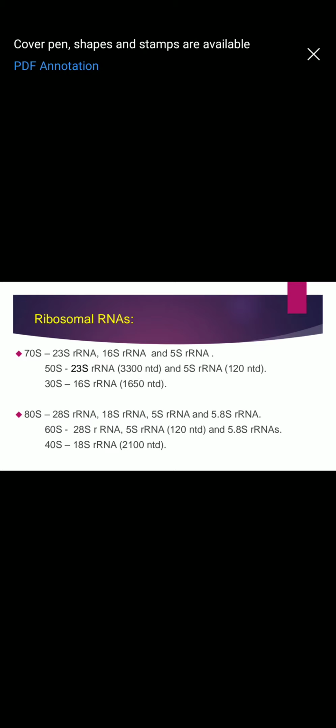And the 40S, the smaller subunit of the 80S ribosome, has 18S ribosomal RNA, which has 2100 nucleotides. The 5.8S RNA is intimately associated with the 28S, so it is also referred to as 28S associated ribosomal RNA. Now we will talk about the ribosomal proteins.